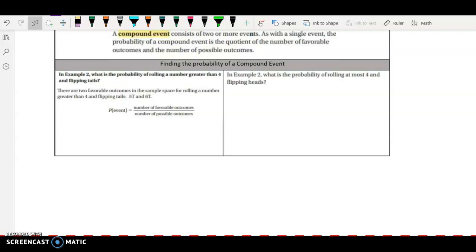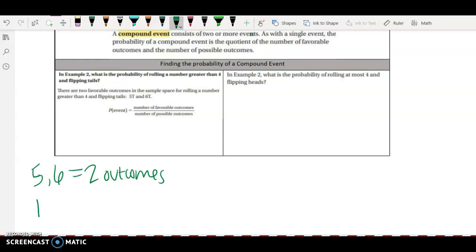Numbers greater than 4 on a number cube, or a die. Greater than 4 means we don't want to include 4. So we have 5, 6, and that's it. 5 and 6. So we have 2 possible outcomes here. And then flipping a tails. When I flip tails, I have 1 possible outcome for flipping a tails.